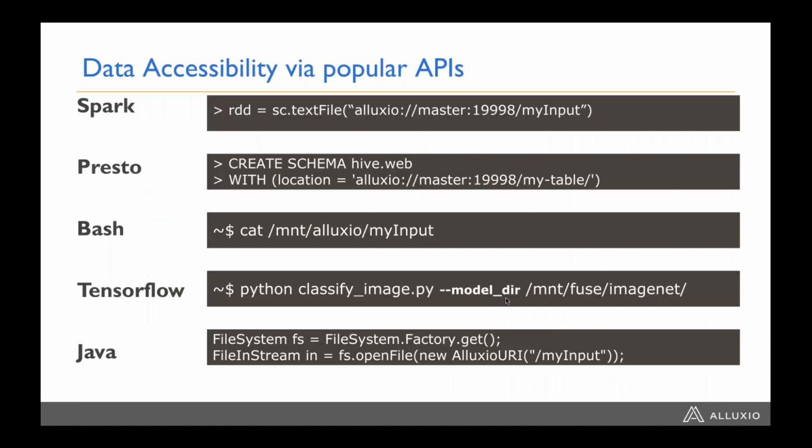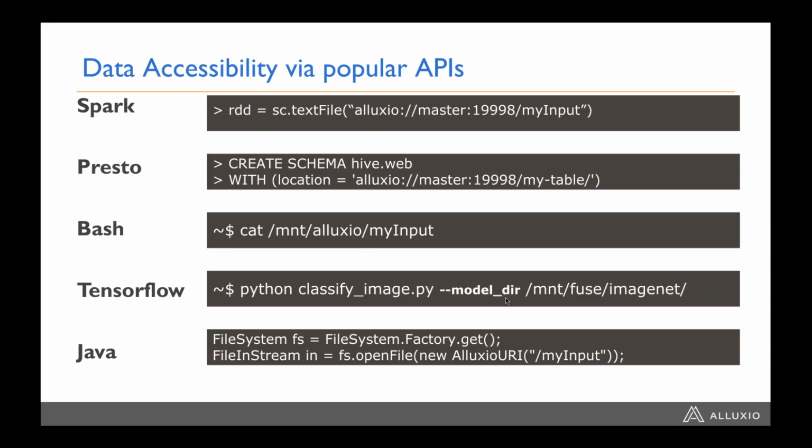We also provide different popular APIs to applications like Spark and Presto. These applications typically assume they are talking to HDFS. So what you need to do is simply replace the HDFS scheme with Alluxio inside the URL.